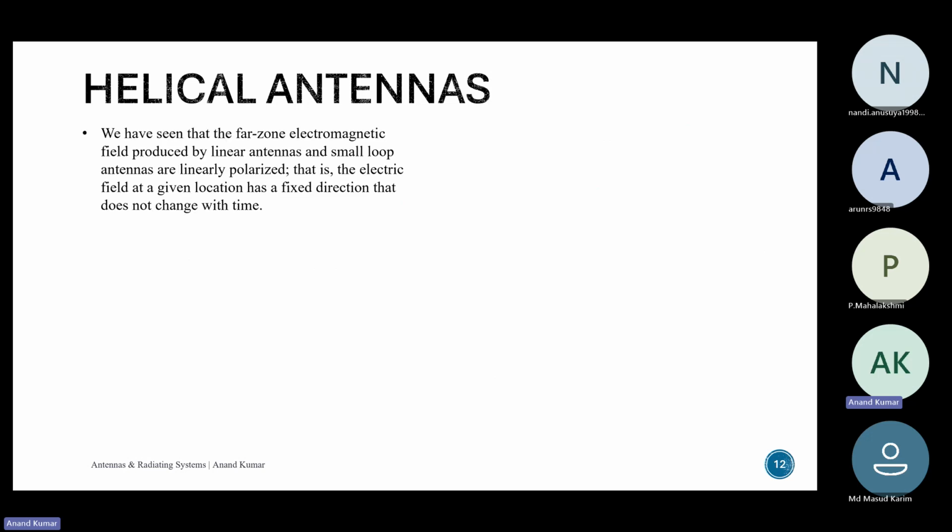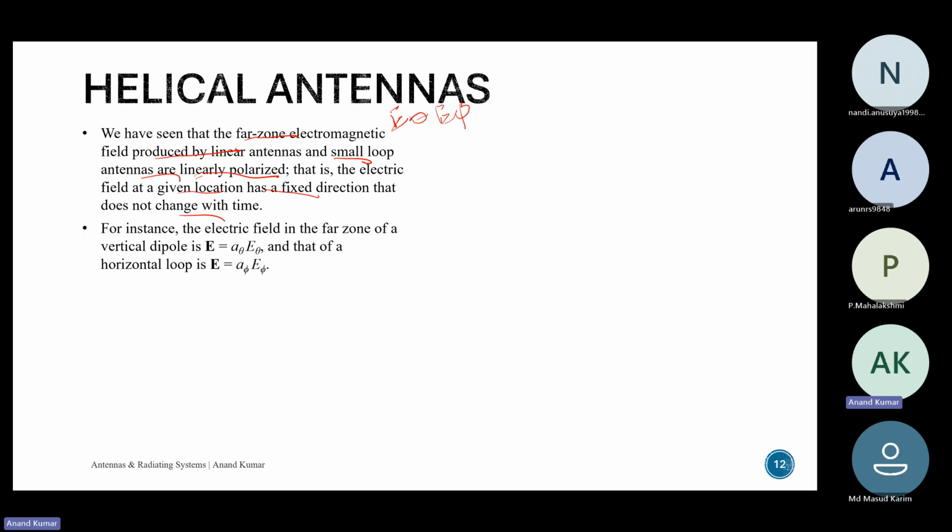Before we start with the expressions for helical antennas, we will briefly discuss why we need helical antennas, or circularly polarized antennas in general. We have seen that the far zone electromagnetic field produced by linear antennas and small loop antennas is linearly polarized. We know this because when we derived the expressions, we had either E theta or E phi, and the electric field at a given location has a fixed direction and does not change with time.